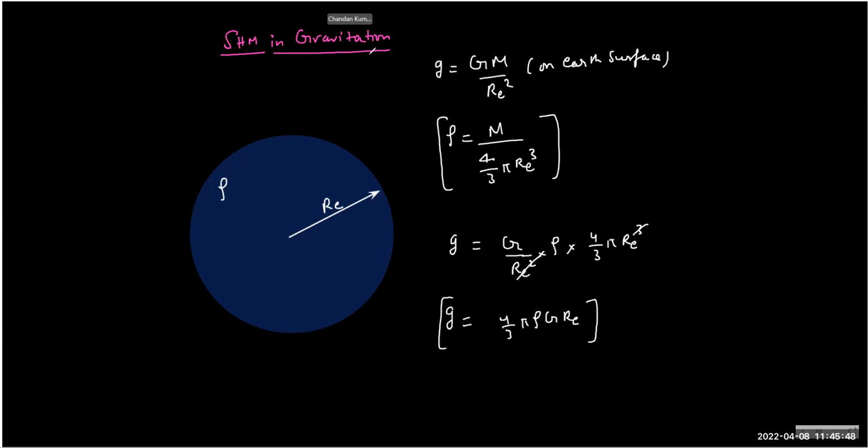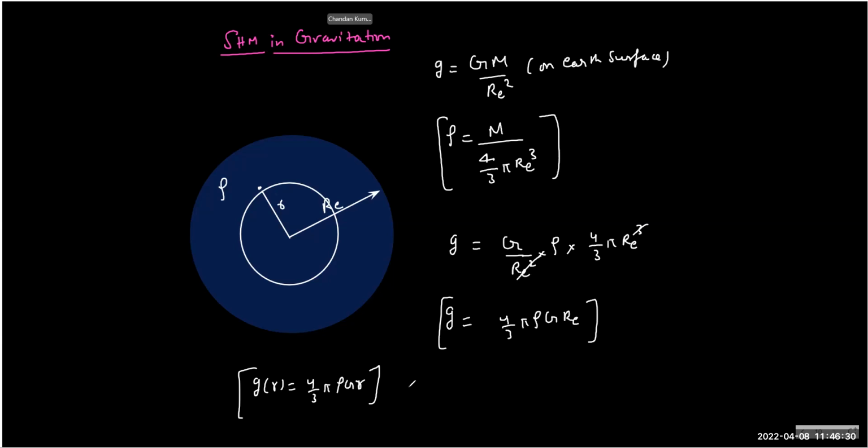Now, in fact, if you want to find the g value at any distance r, finding the g value at a distance r is as good as finding the g value on the surface of an Earth of radius r, isn't it? Yes, sir. So g at a distance r from the center will have the formula 4 by 3 pi rho G r. That's it. This formula is really helpful, and you can easily remember it: 4 by 3 pi rho G r is the answer for g at any distance r from the Earth's center.